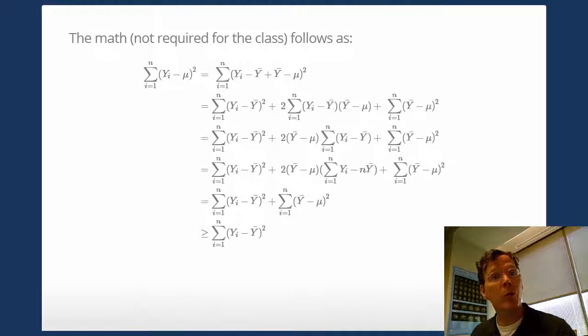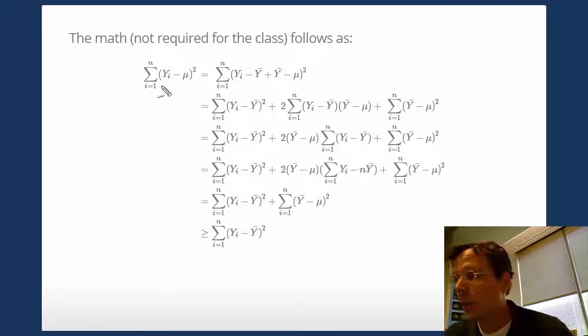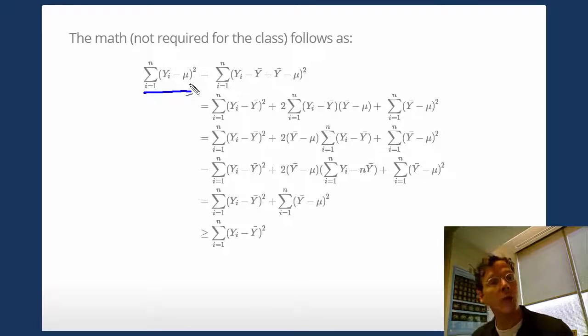Now I'm going to go through the proof that y bar is the minimizer for this equation here as a function of mu. If these kinds of proofs aren't your thing, then just skip it, and in the subsequent lectures the same thing, though I'll give the same caveat before each time I do something like this.